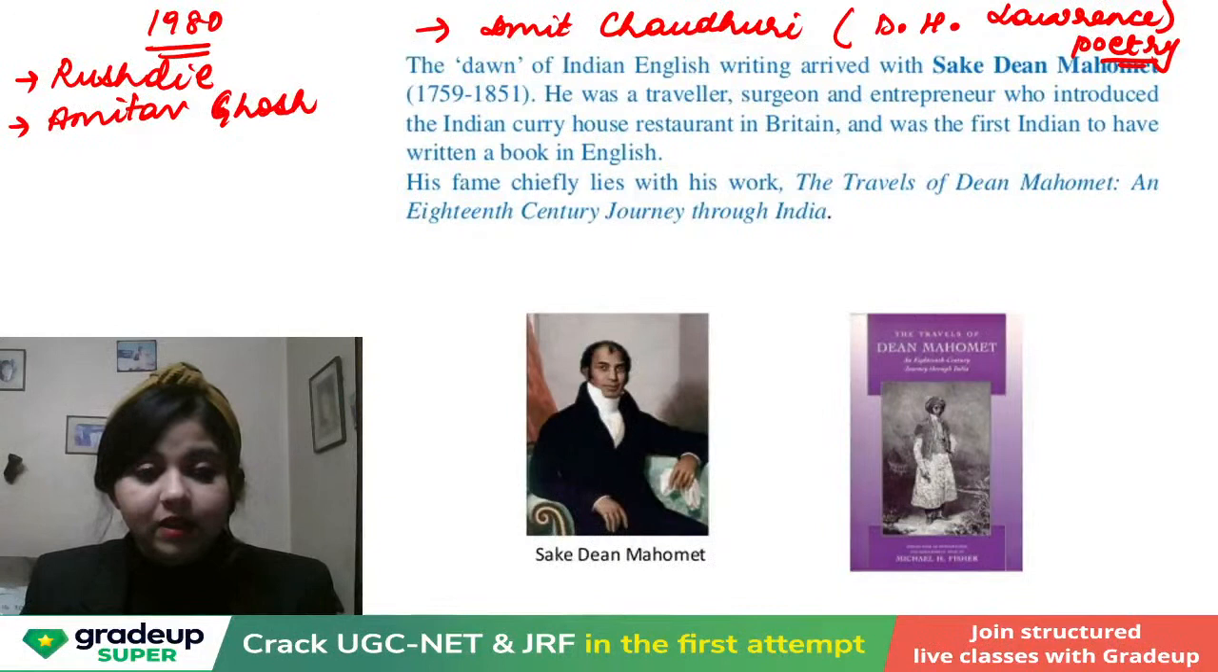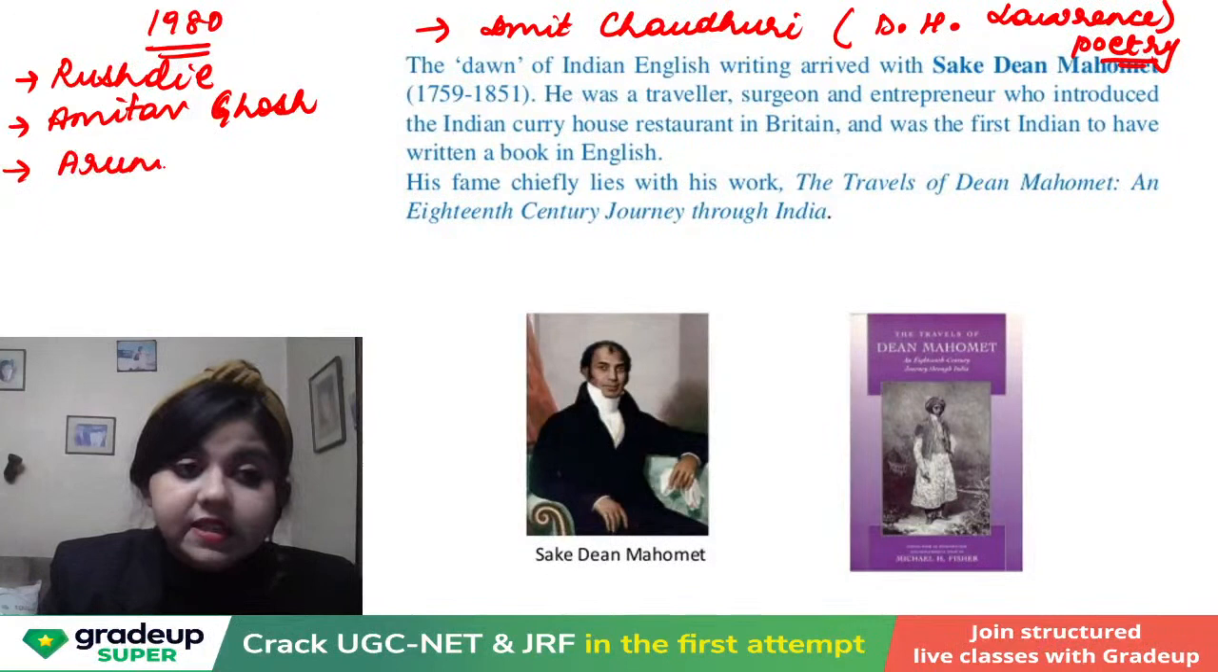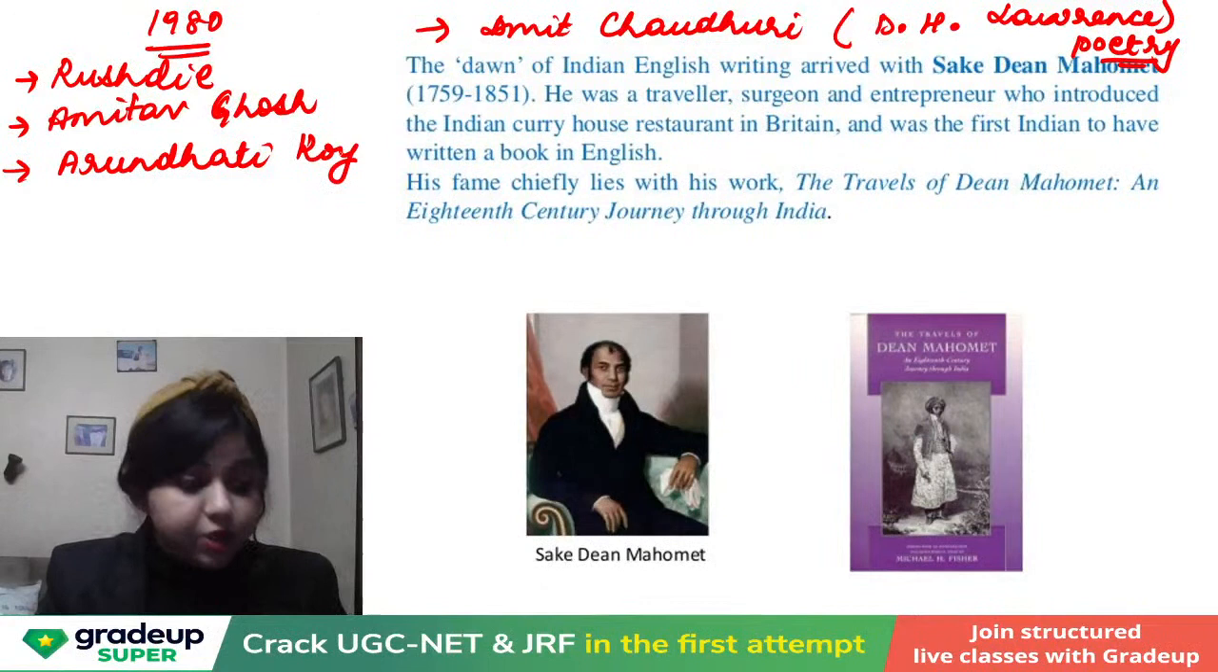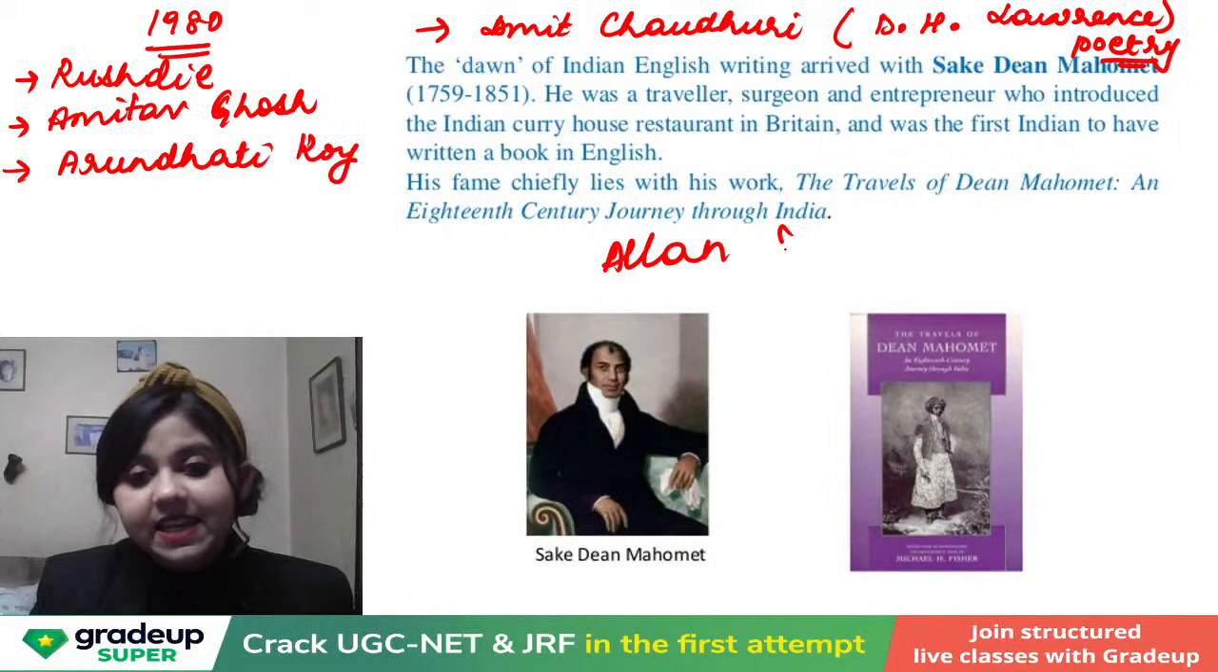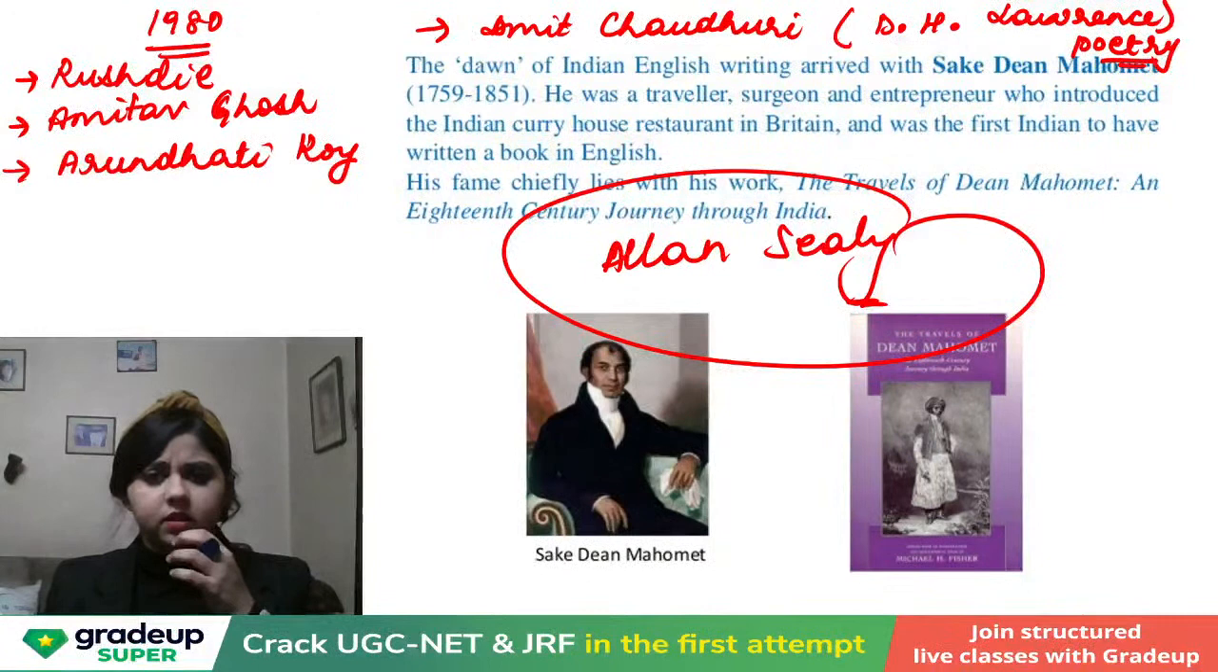So the second part becomes that a lot of writers after this period, the 1980s period, like Arundhati Roy, Amitav Ghosh, Amit Chaudhuri, there is also a person called Allan Sealy, who comes into the picture. All these are very important writers.